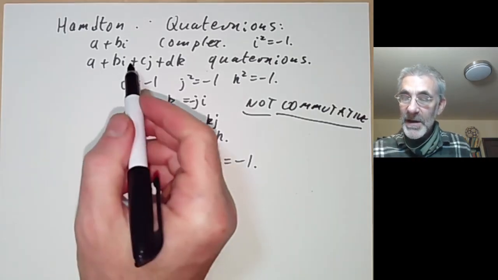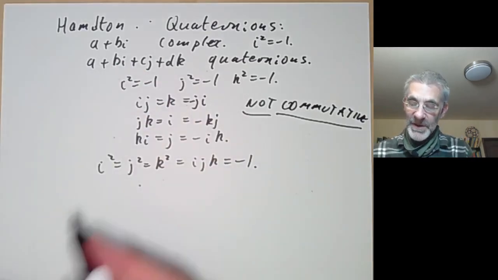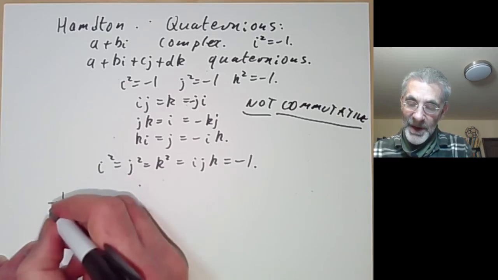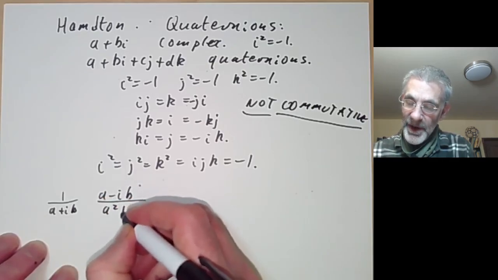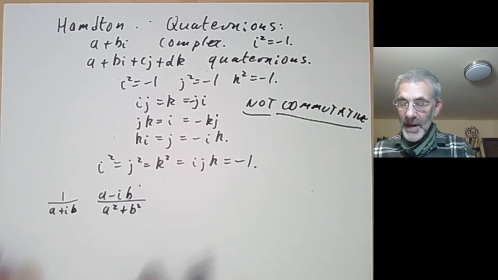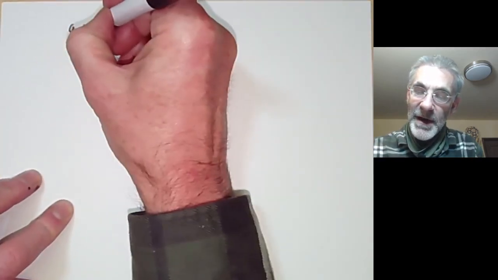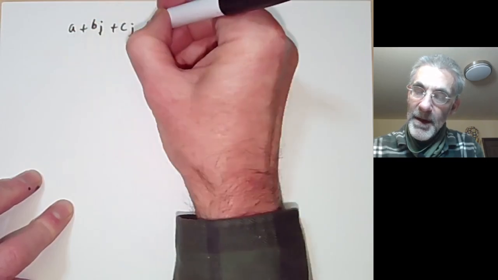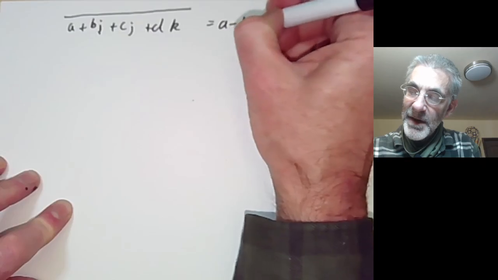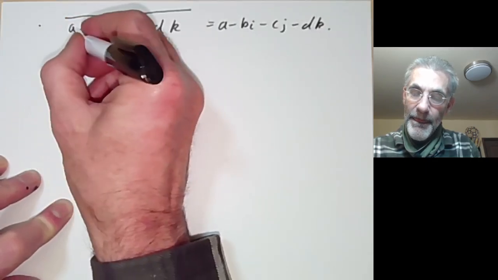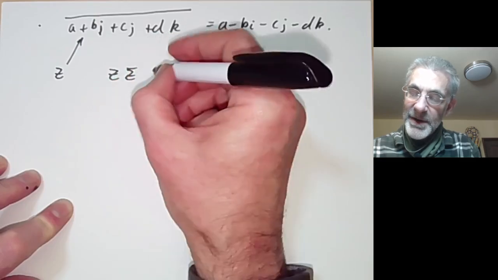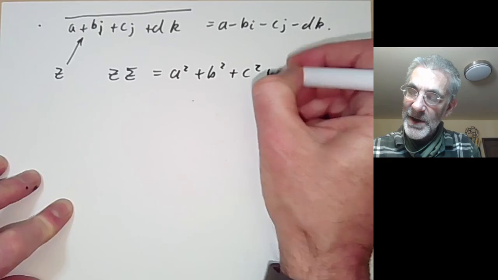Anyway, quaternions in many ways behave very much like complex numbers. For example, we found the inverse of a complex number, a plus ib, by multiplying the top and the bottom by the complex conjugate. And we can find the inverse of a quaternion in the same way. If we take a quaternion a plus bi plus cj plus dk, we define its quaternion conjugate to be a minus bi minus cj minus dk. And if we call this quaternion z, we find z times z bar is equal to a squared plus b squared plus c squared plus d squared.